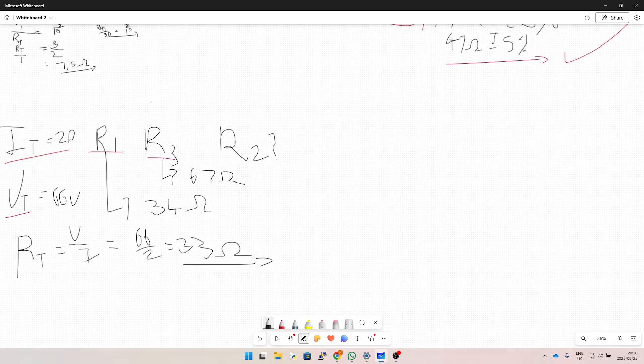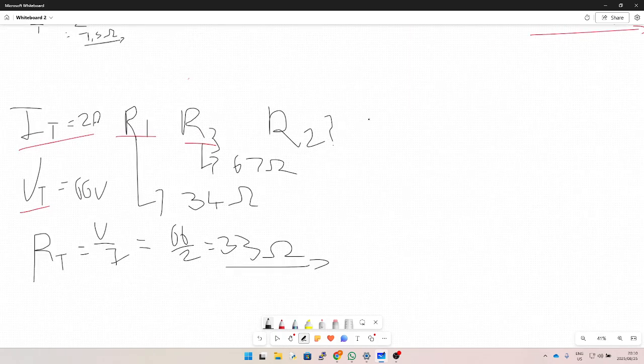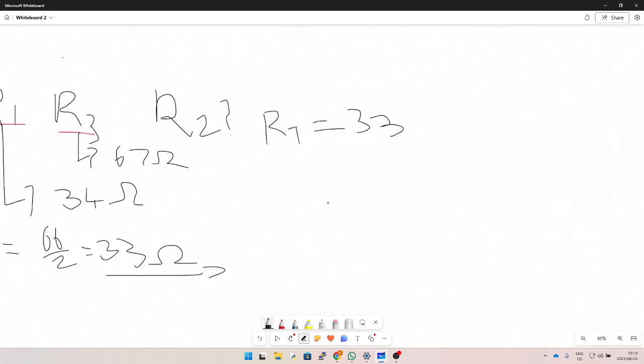Now, we want to calculate R2. We already solved the R total, which is 33. What do we do from here, Katishu?